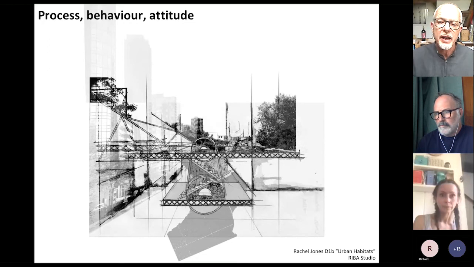So if you want to design a house, you need to forget houses and think how you want to live. If you want to design a school, you need to forget schools and think about how you felt as a child and wished it was different.